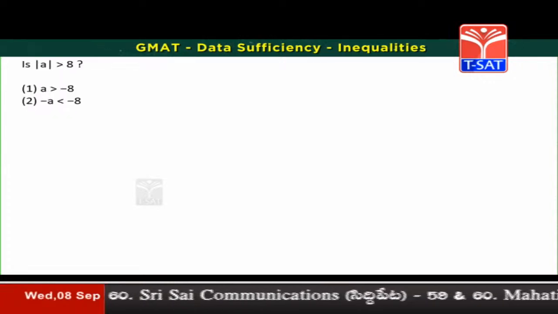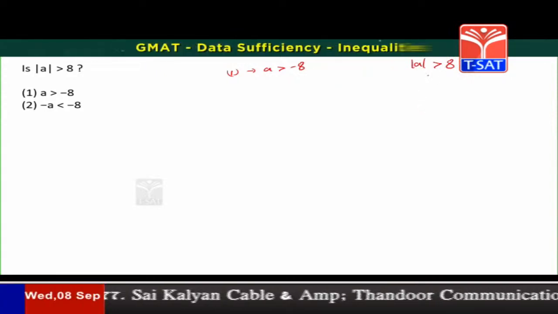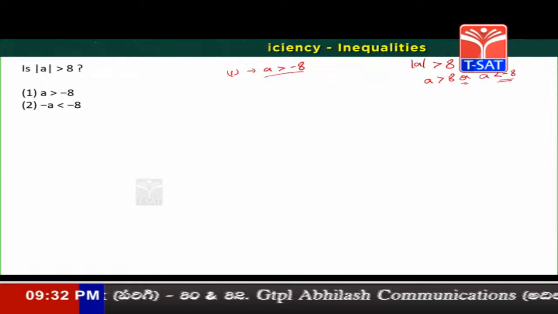The first question here says, is mod of A greater than 8? First statement is A is greater than minus 8. Mod of A is the distance of A from 0, that is A minus 0. So, if mod of A has to be greater than 8, A should be greater than 8 or A should be less than minus 8.